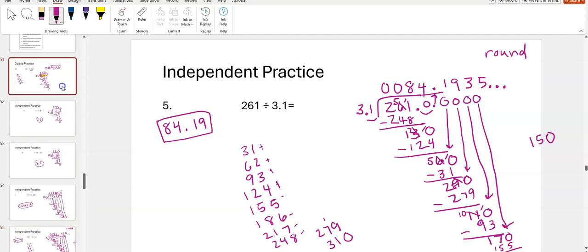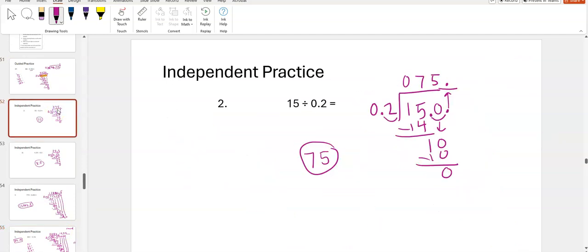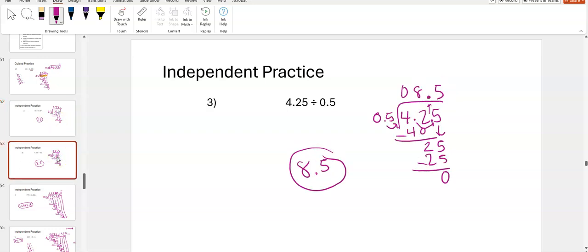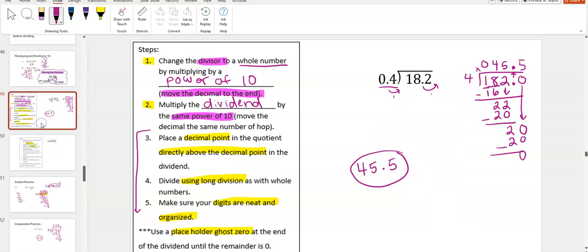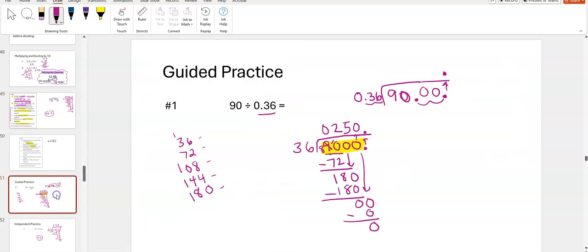Okay. So again, like I said, you guys can go back, pause the video, check out my work, copy it down, ask someone if you need some help, see if they can help explain what happened in our video. But you are just dividing. So the key part was to change that divisor to a whole number. That's the first step, by multiplying by a power of 10, moving that decimal to the end. And then doing the same to the one in the house, except you're not moving it to the end, you're moving it the same number of hops. So if I move it 1 on the outside, I move it 1 on the inside. Here, if I moved it 2 on the outside, I move it 2 on the inside.